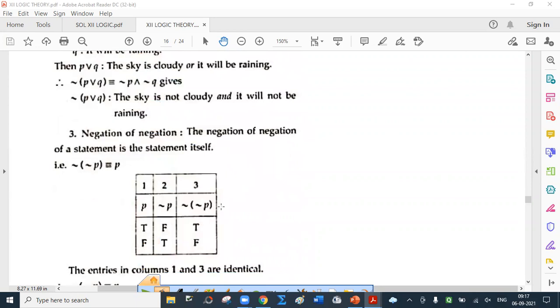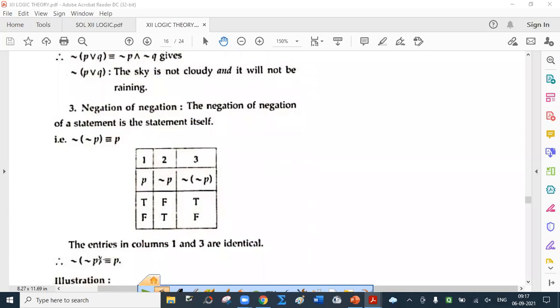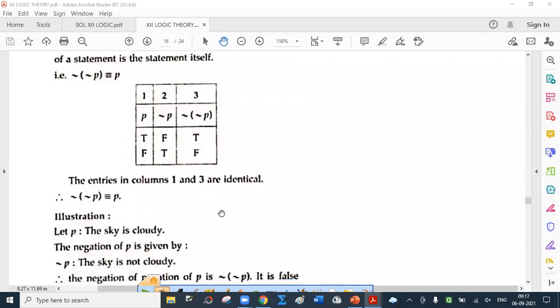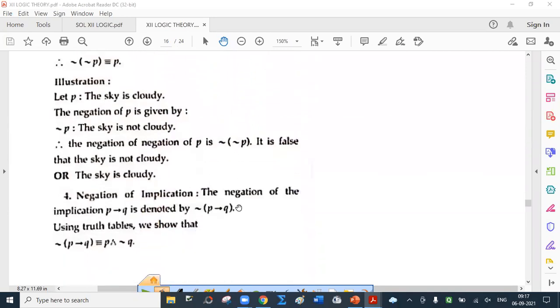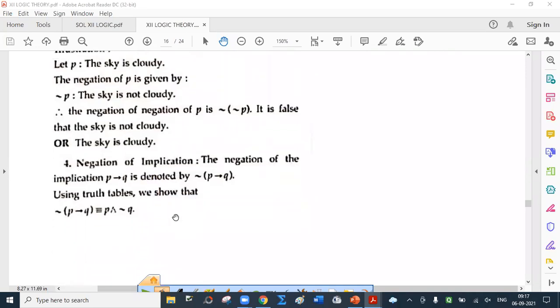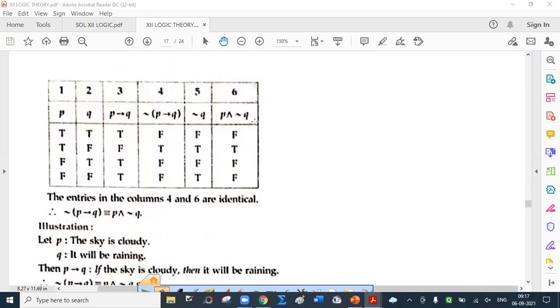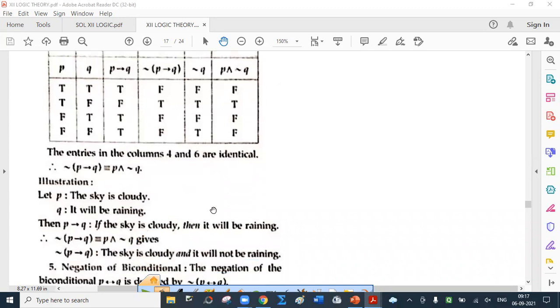Negation of negation. This is the simplest one. If P is true, not P is false, and again its negation is true. So the negation of a negation of a statement is that statement itself. Yes, negation of implication. So not (P implies Q) is P and not Q. This is the table. So entries in column 4 for the negation of P implies Q, and column 6 for P and not Q, are identical. So they are logically equivalent.